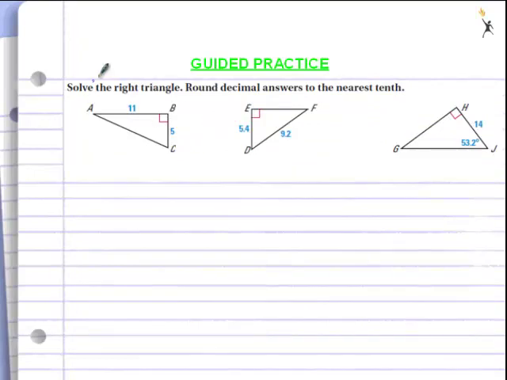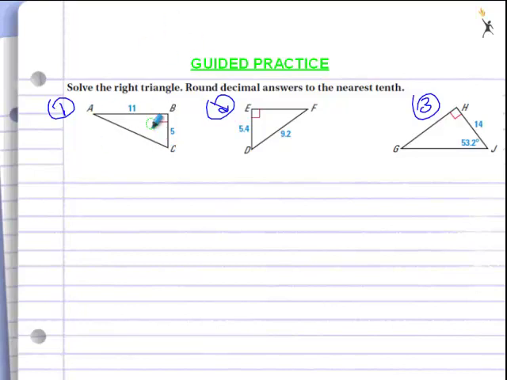Now this says solve the right triangle. Round decimal answers to the nearest tenth. What I want you to do here, and we're going to label this as 1, 2, and 3. What we need to do here is when it says solve the right triangle, we need all of the missing sides and all of the missing angles. Let me show you what I mean.